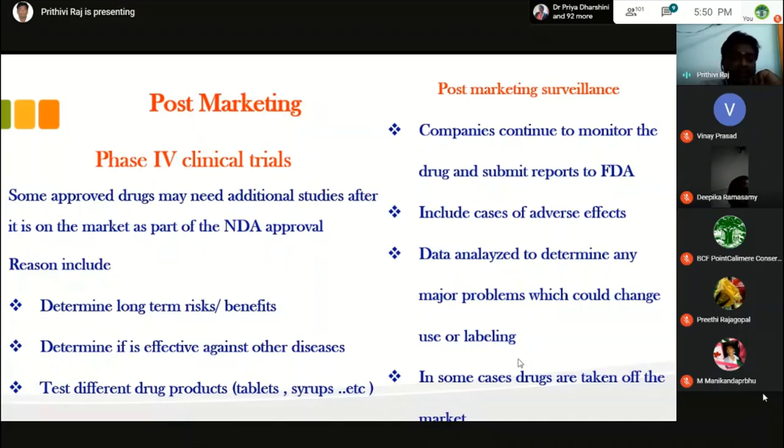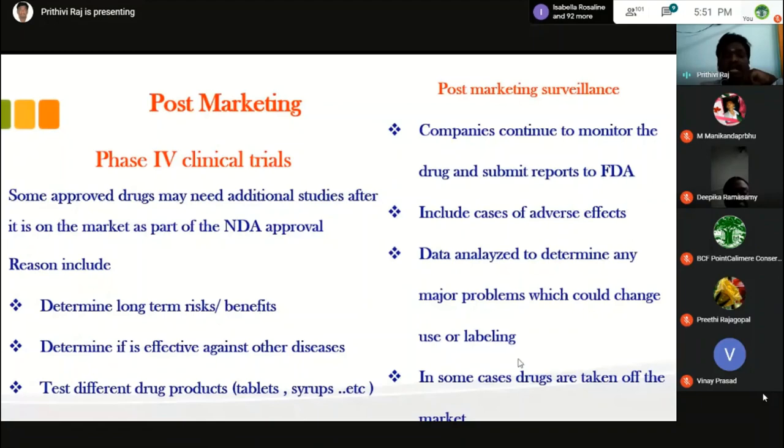What is the reason? Because you determine long-term risk from your studies, and you get some benefits for human beings. Next, you are fixing on some target of diseases, so you determine whether it is effective against any other diseases. For example, if I'm focusing on antimicrobial activity, that can also be used for antiviral. So you can also submit for other relevant diseases.